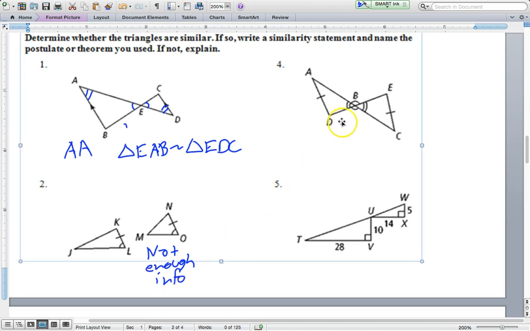Let's look at number 4. Right here you've got angles that are vertical, so we know those are congruent, and then these two sides are congruent. Well, an angle and a side doesn't help us. We either need to know 3 sides are proportional, 2 angles are congruent, or 2 sides and the angle in between. We don't know anything else about these other sides, so again, this is not enough info.